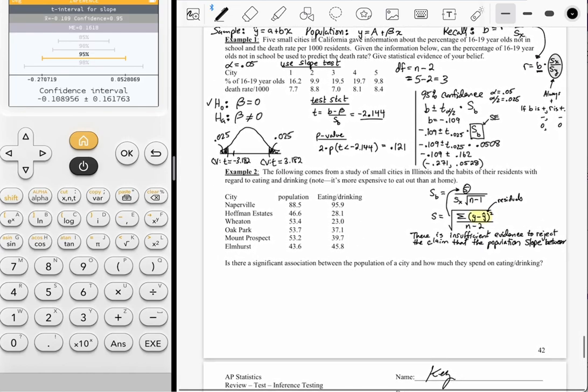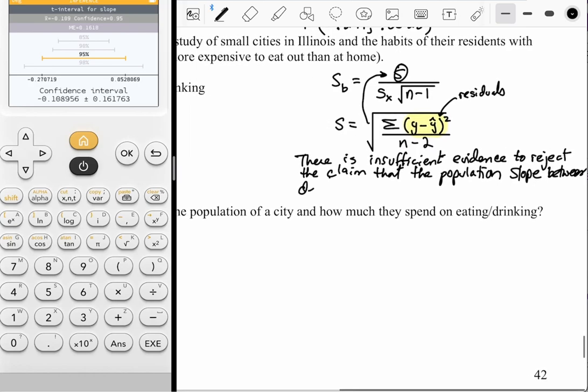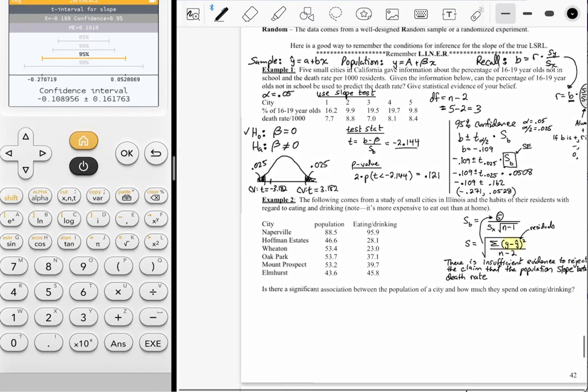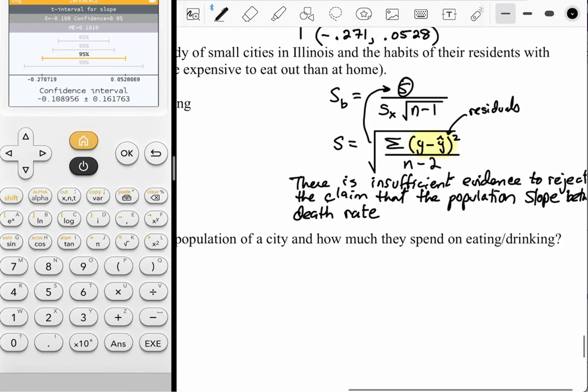Between death rate and age, I'm going to say. Oh, no, it's not age. Percent. Yeah, I got to actually phrase that. I don't want to say dropout. So death rate and percent not in school is 0 at the 0.05 significance level.